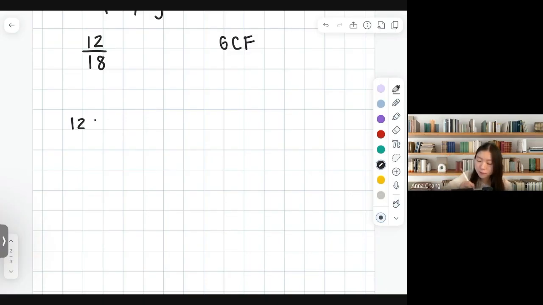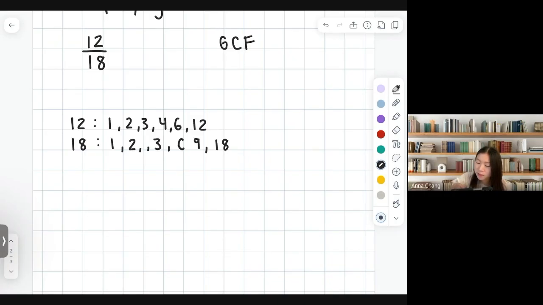So for 12, I can do 1 times 12. I can do 2 times 6. And I can do 3 times 4. You can actually write those in whatever order you want as long as you don't miss any. I like to write them from least to greatest so I can easily identify what the greatest values are at the end. Let's also write the factors of 18. There's 1 times 18, 2 times 9, 3 times 6.